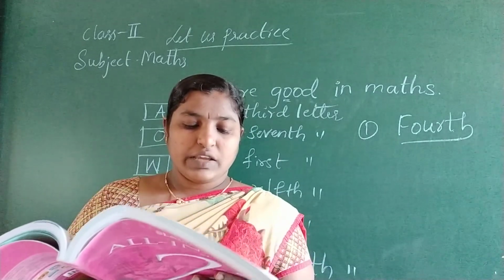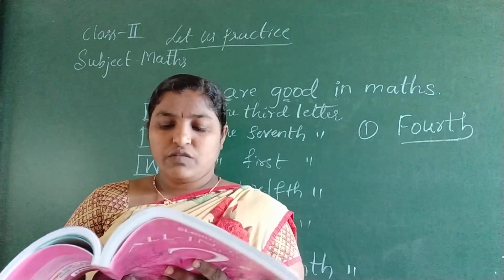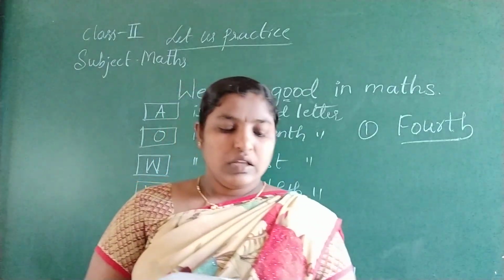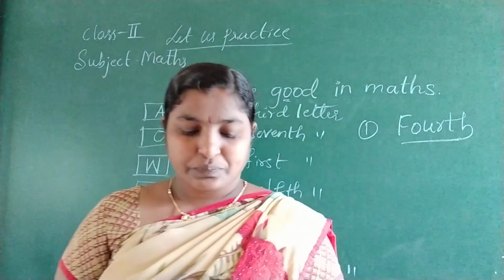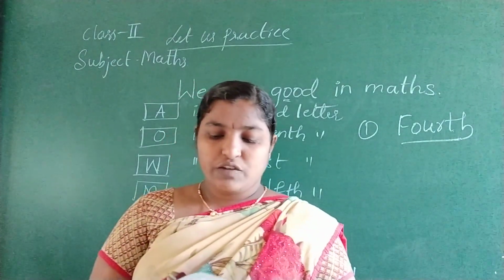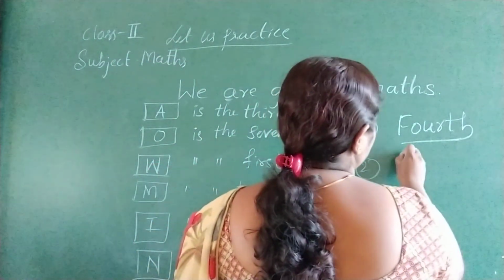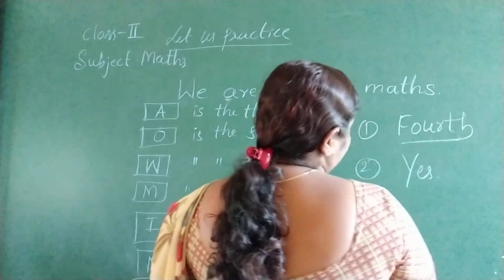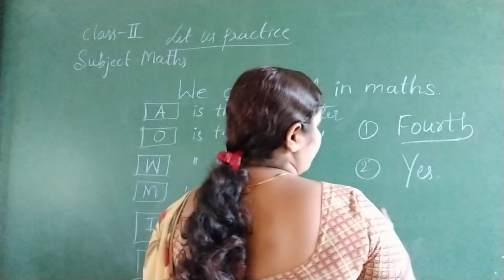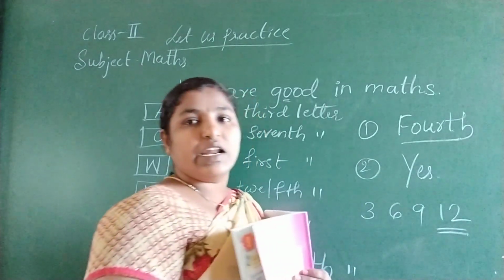If every 3rd cat is eating a rat, then will the cat at 12th position eat the rat or not? Yes, it will eat. Because every 3rd place means this is the skip count of 3. So 3, 6, 9 and at 12th place the cat will eat the rat.